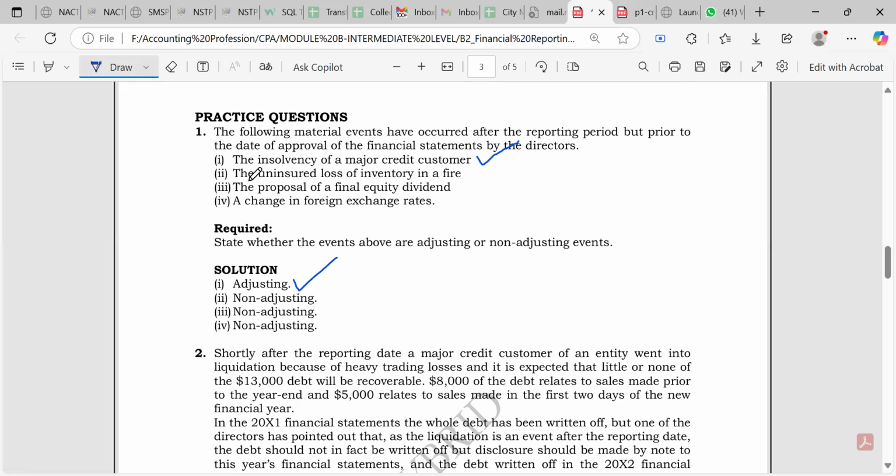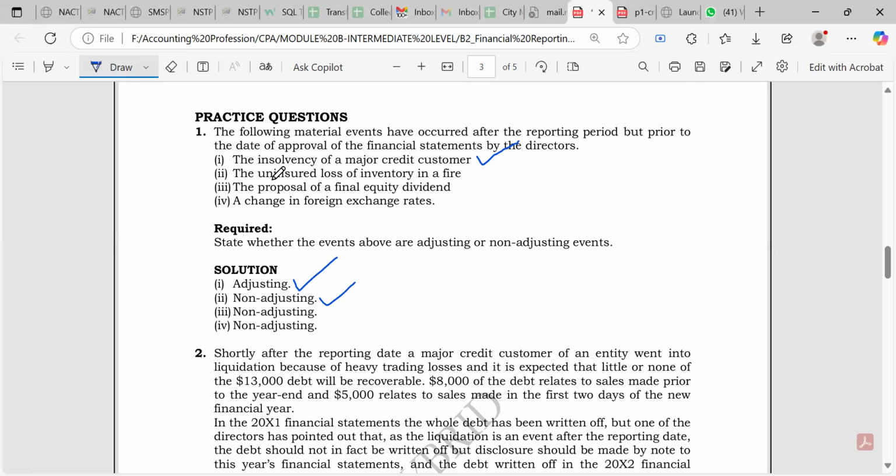Okay, the other point we say is the uninsured loss of inventory in a fire. After the year end, inventory was lost. Of course, the value of inventory would have fallen, but it was an event after the reporting period. So obviously it is a non-adjusting event because there is nothing we can do. So we say it's a non-adjusting event.